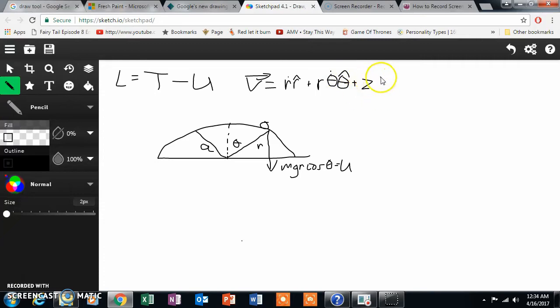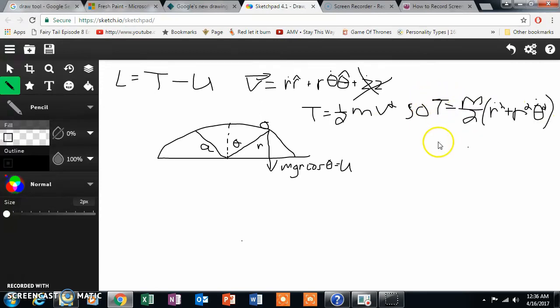We're also going to write our generic v vector in spherical coordinates: r dot r hat plus r theta dot theta hat plus z dot z hat. Actually, the z dot z hat does not matter in this situation, so we're going to cross that out. Now, our T, meaning the kinetic energy, is 1/2 mv squared. So in spherical, that means that T is equal to m over 2 times r dot squared plus r squared theta dot squared.